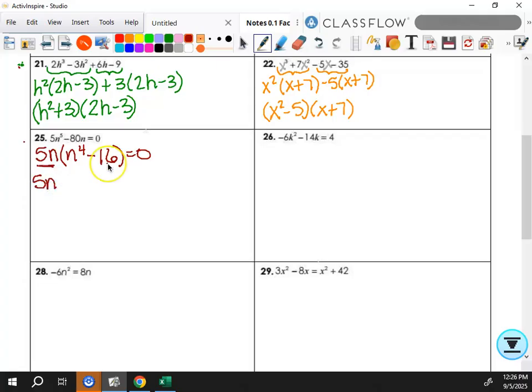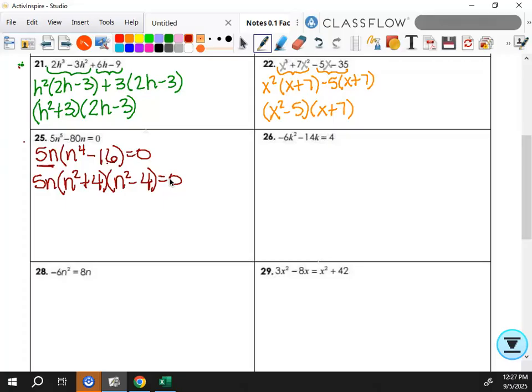But this is a difference of squares, right? I can take the square root of both. So this gives me n squared plus 4 times n squared minus 4. And all that equals 0. We can't drop that off either. You rewrite everything. You don't just have random stuff scratched all over the place.